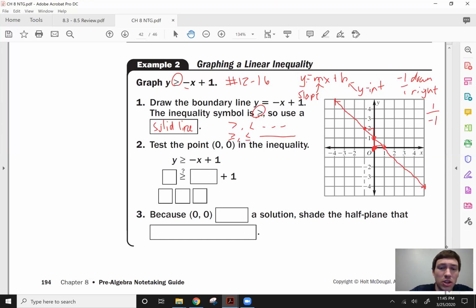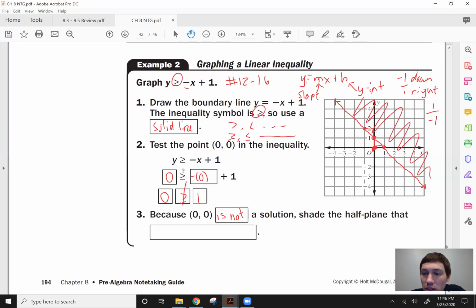So when I plug in zeros, I plug in 0 for y, and I plug in negative 0. Well, negative 0 is just 0. So is 0 in fact greater than or equal to 1? No, it is not. So that is not true. It is not a solution. So if this is not a solution, that means this must be.